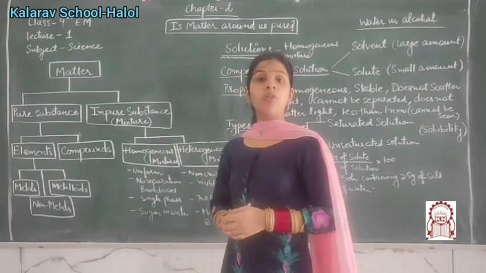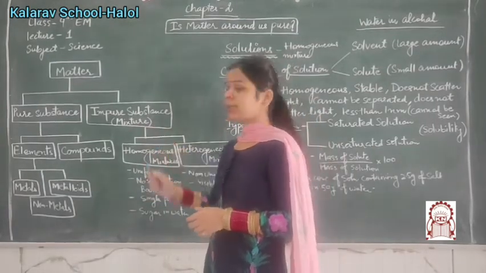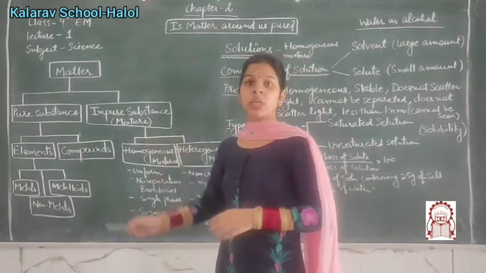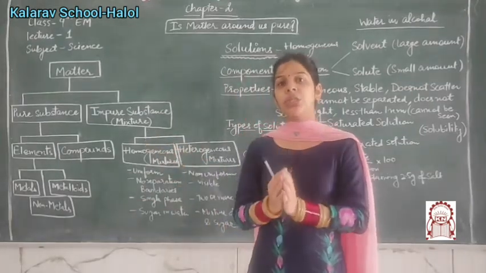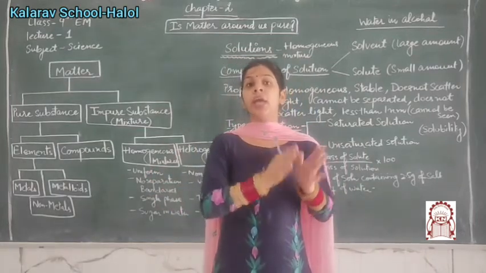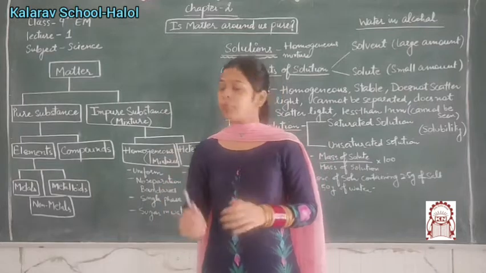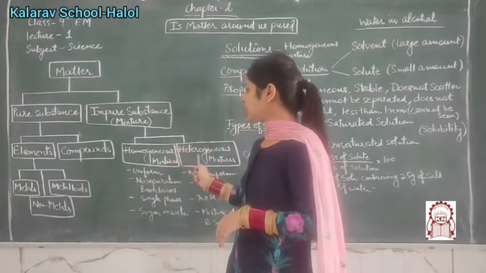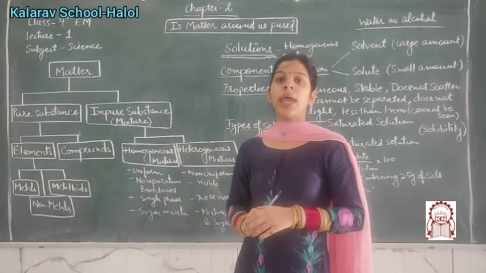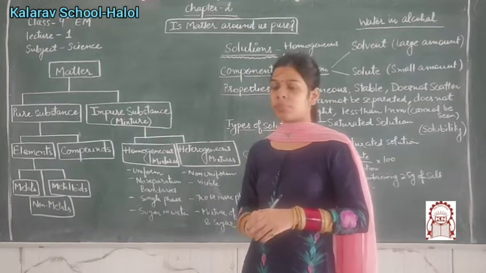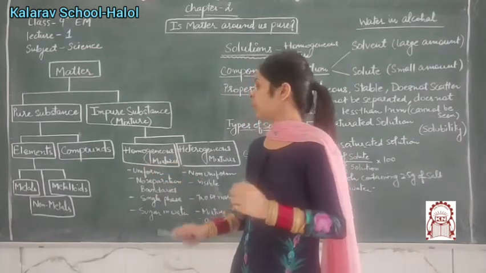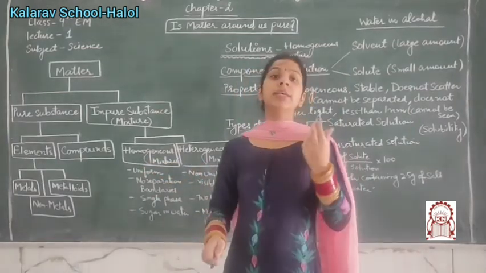Now we discuss the impure substances. The impure substances are called mixtures. A mixture is the combination of two or more compounds which retain their identity throughout the mixing. Impure substances are of two categories, that is homogeneous mixture and heterogeneous mixture. As the name indicates, homo means same, and hetero means different.